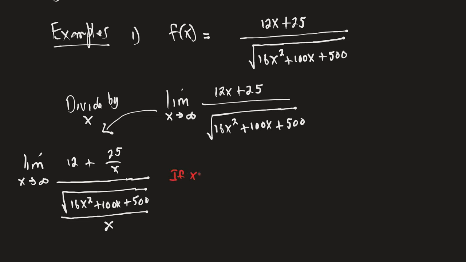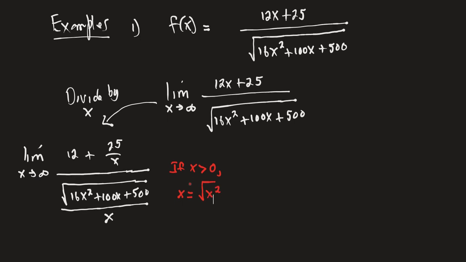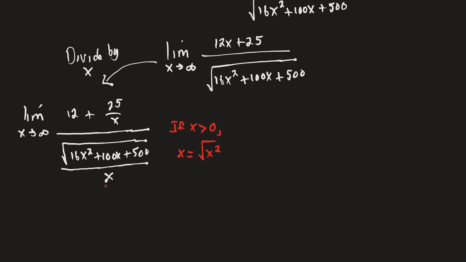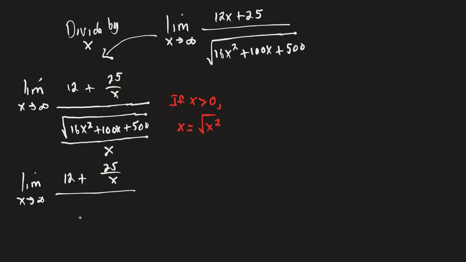If x is greater than 0, then x can be written as the square root of x squared, right? That makes sense. So what I'm going to do is replace this x with the square root of x squared, and you'll see why in a second that is helpful. Right, so we got 12 plus 25 over x. And now I have two roots. I'll give myself a little bit more room.